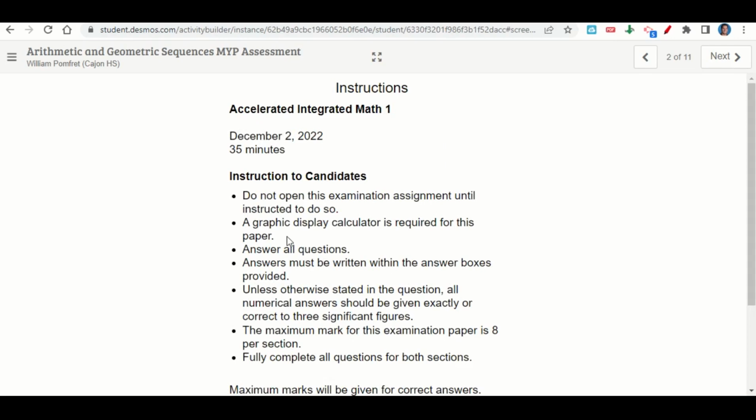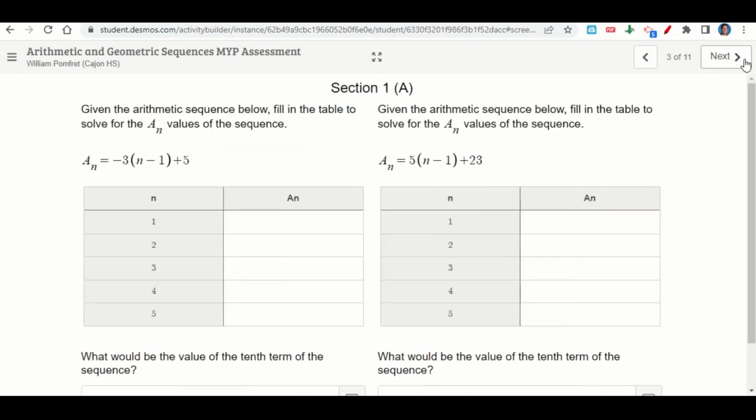Here are some instructions. Remember that on this you are allowed to use a calculator. It's got to be the one that's built into your Chromebook. Answer all the questions, and make sure that if it comes to a decimal, you round to 3 decimal places. Each section is worth 8 points. We'll go ahead and click Next.